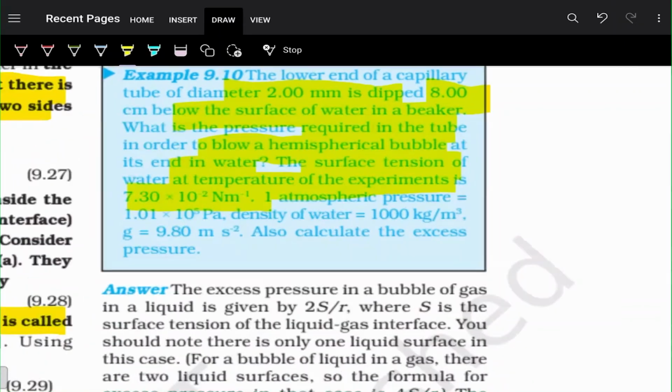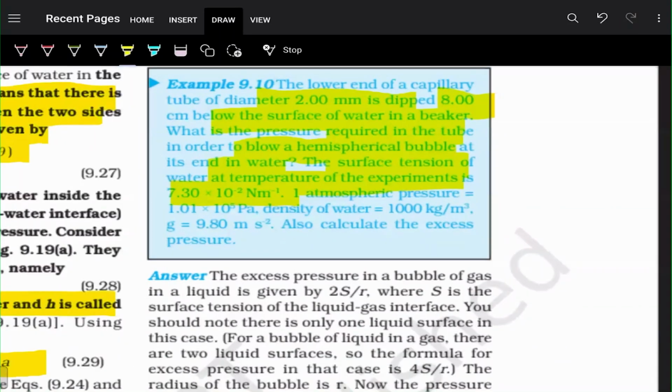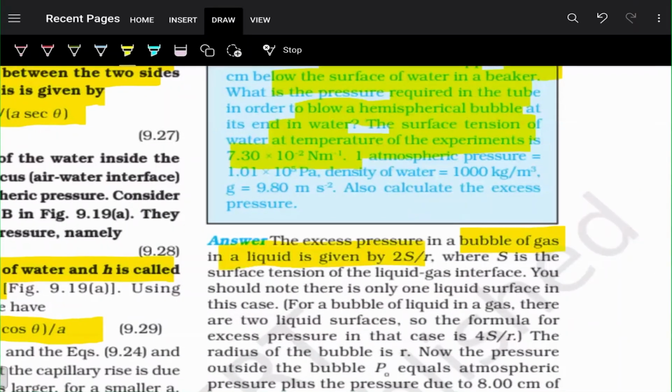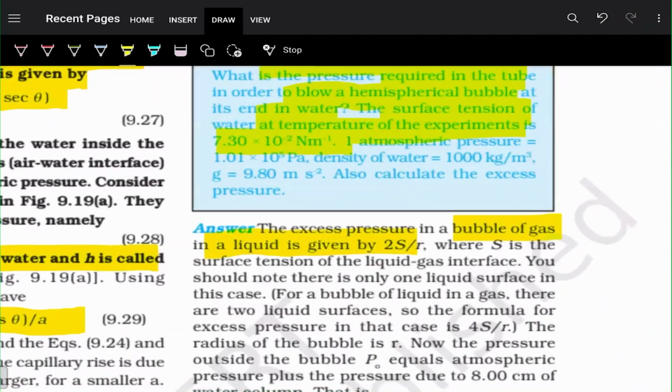The density of water is given. See, it's very simple only. The excess pressure in a bubble of gas in a liquid is given by 2S by r. Is that not so? For a gas bubble in a liquid it will be 2S by r, where S is the surface tension of the liquid-gas interface. You should note there is only one liquid surface in this case.